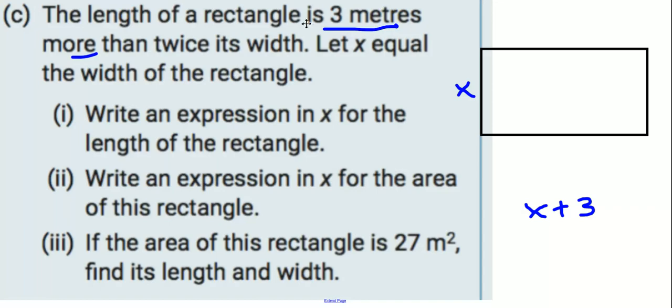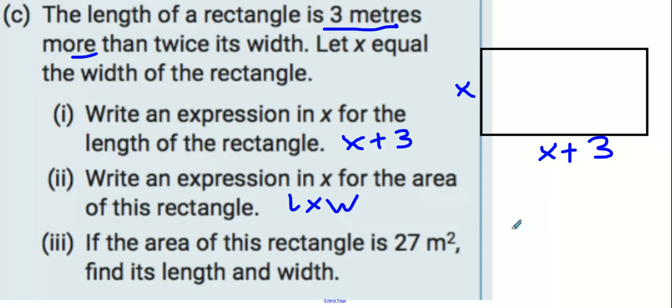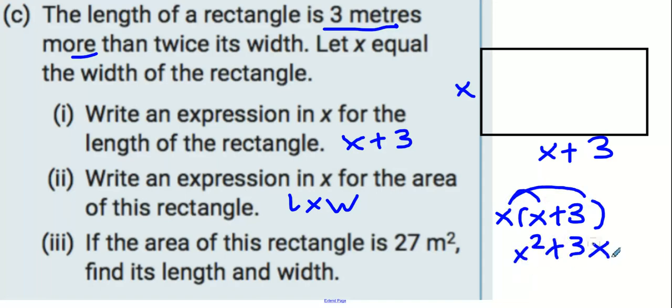Okay, so what's the answer to part 1? Lads, the answer to part 1 is simply x plus 3. Okay, how'd you get the area of a rectangle? What do you do? So what do I do there? X times, multiply it out. Who got x squared plus 3x? Anybody get that far?